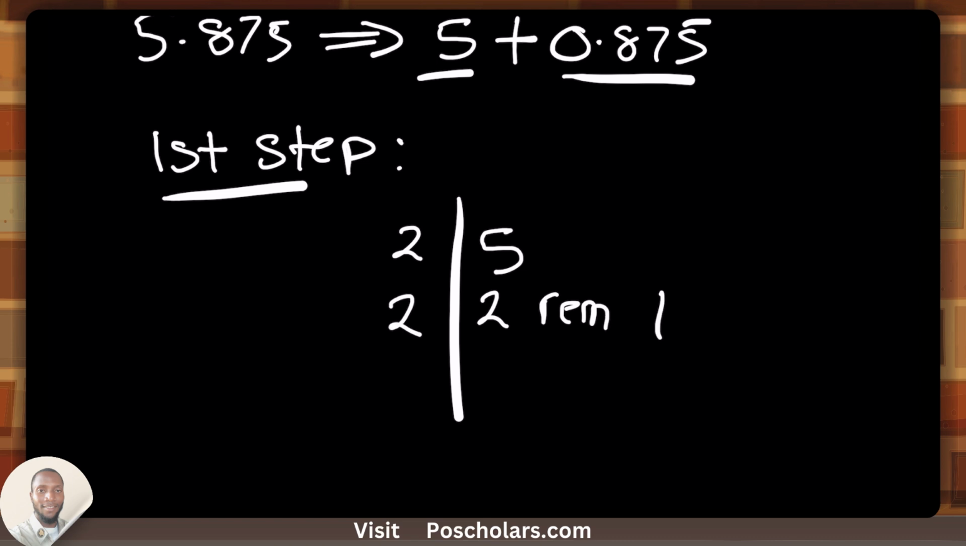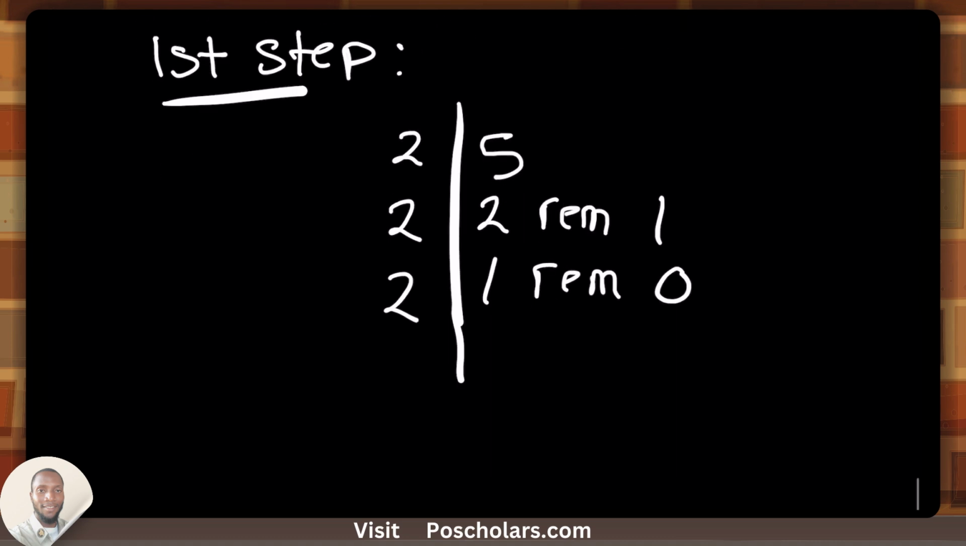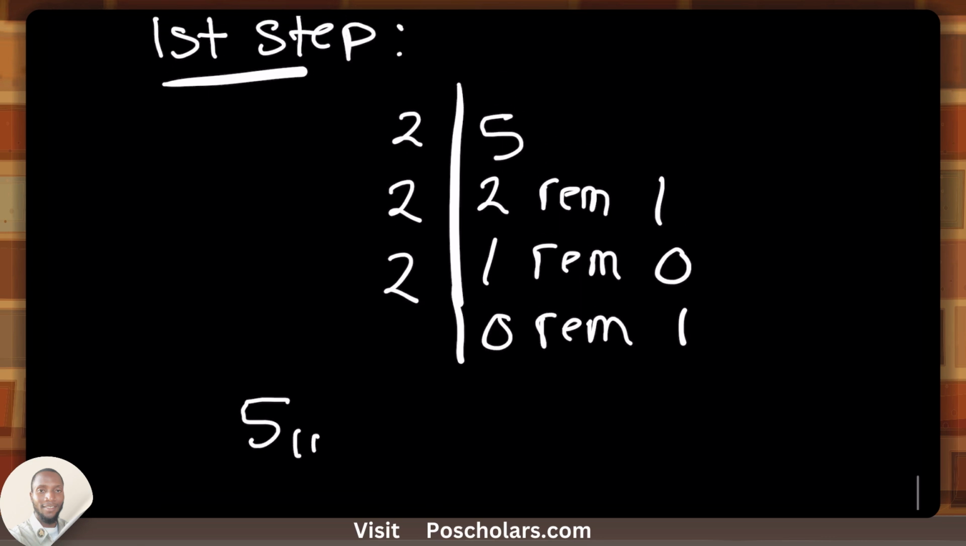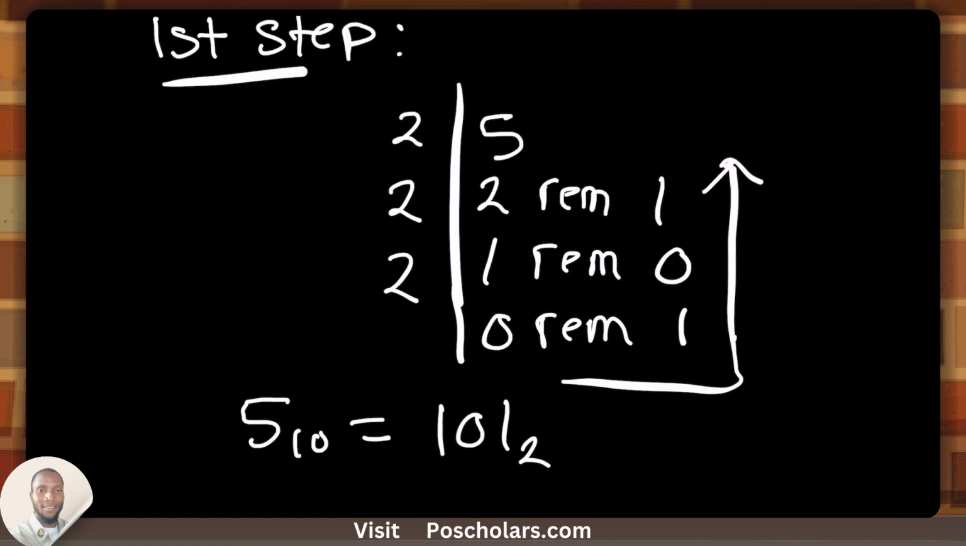How many 2 can you find in 2? That's 1 remainder 0. How many 2 can you find in 1? That's 0 remainder 1. So to present your answer, you just say 5 base 10 is equal to, count from bottom to top, that's 101 base 2. That's the first step.